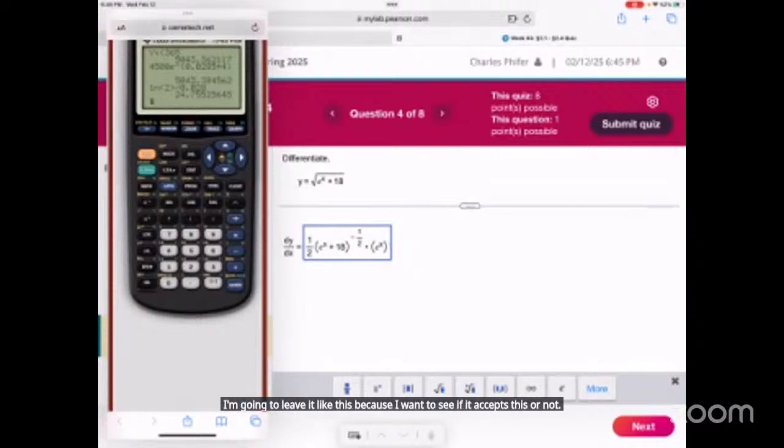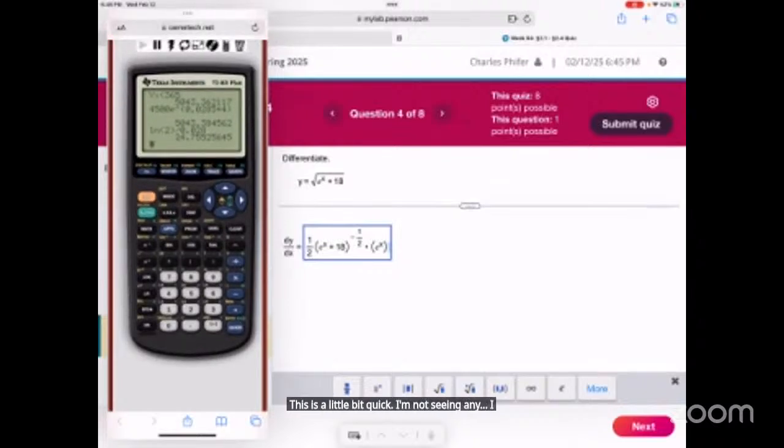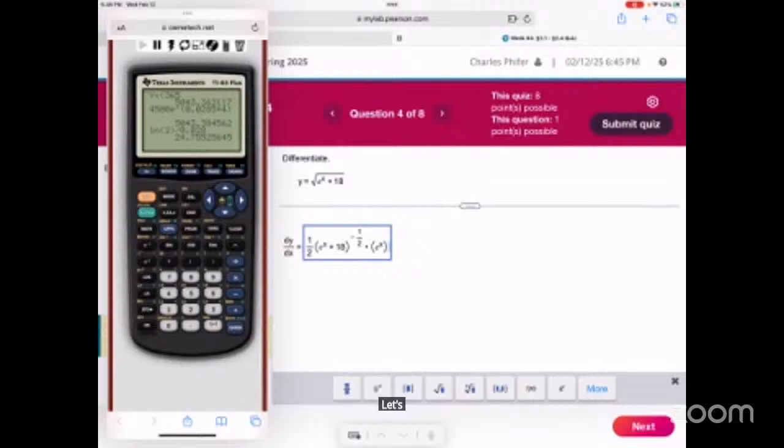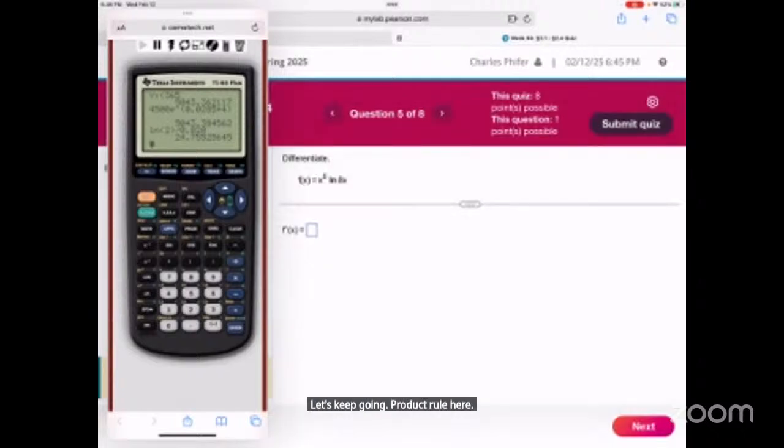This is a little bit quick. I'm not seeing any questions. I mean, I know you guys are still there. I'm not seeing any questions or anything, so that's the only reason I'm going. Let's keep going. Product rule here. I'm gonna zoom in just a little bit.